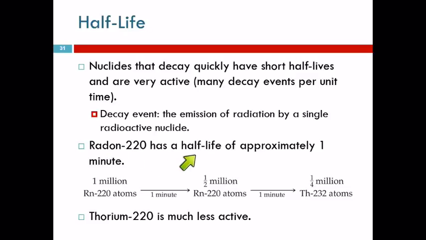Radon-220 has a half-life of approximately 1 minute. That means that after 1 minute, half of the radon-220s have decayed. So if you start with 1 million radon-220 atoms, after 1 minute, you've got 500,000 left. After another minute, you have 250,000 left.